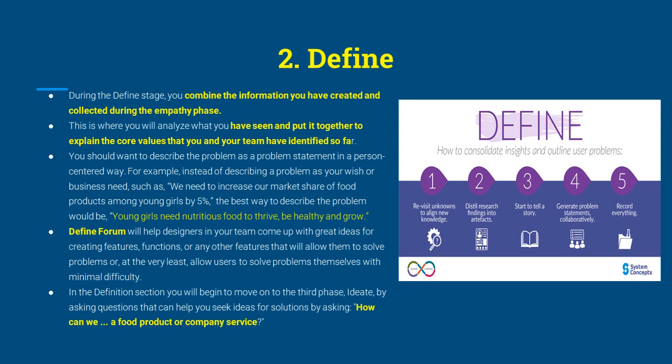So revisit the unknown, align your knowledge. That means you figure out what you know and what you don't know. Distill research findings into artifacts. That means once you identify, then convert into artifacts. For example, how do you solve a problem in the ATM? Then start to tell a story. That means you convert this into a story so that people will understand what the problem is and how you come out with a solution. And generate a solution statement collaboratively. That means all team members should sit together and try to solve that problem. Record everything in the whole process. Definition is important, because once you define, you are committing to that definition so that nobody will have any confusion about what they are trying to achieve.